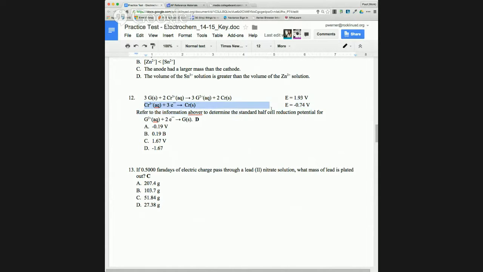This one right here, this second one, is a half reaction. Okay, so if this is a half reaction, this plus something else is going to give you 1.93. So the question is, how do you know which one to pick? So let's go ahead and, again, let's do the bamboo tablet.